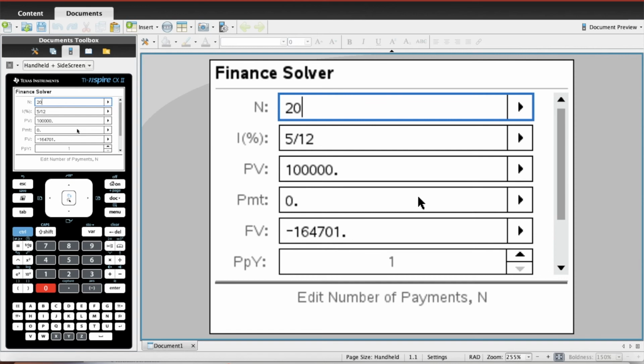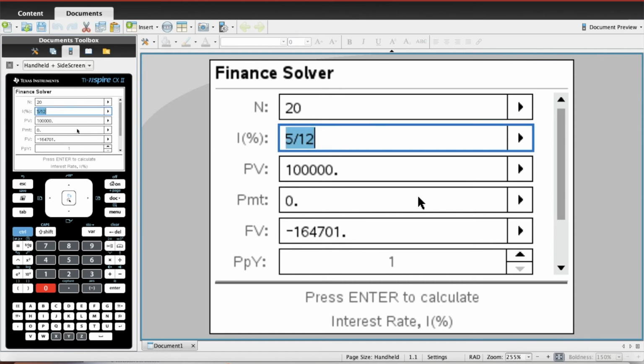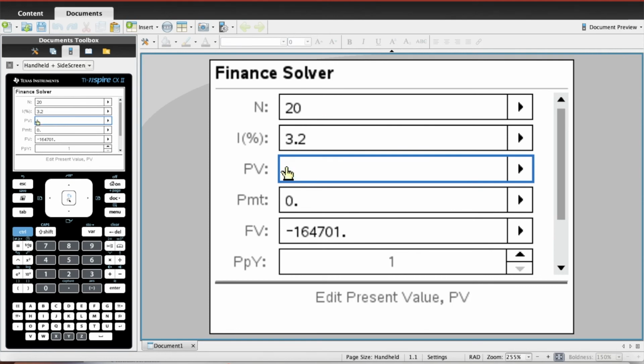Then I'm going to go down to the interest percent. The interest percent is 12.8 per year, or in other words, 12.8 divided by 4 for each quarter, and it calculates that for me. This calculator is smart. The present value is he took a loan of 20,000 RMB.